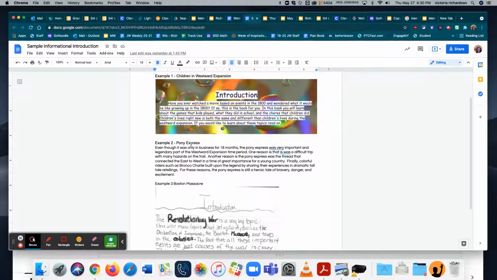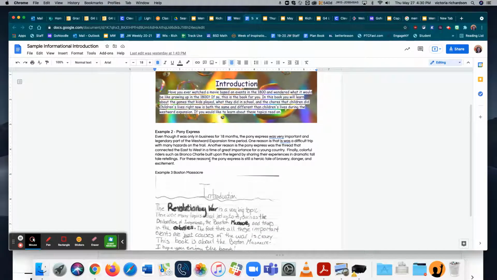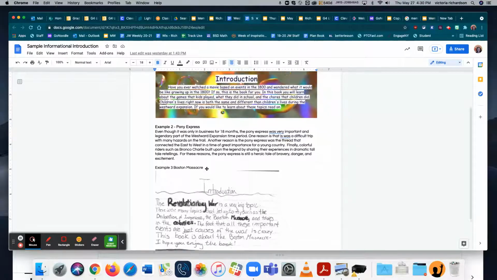Then for the Pony Express we have, even though it was only in business for 18 months, the Pony Express was a very important and legendary part of the Westward Expansion time period. One reason is that it was a difficult trip with many hazards on the trail. Another reason is the Pony Express was the thread that connected the East to West in a time of great importance for a young country. Finally, colorful writers such as Bronco Charlie built upon the legend by sharing their experiences in dramatic, tall tale settings. For these reasons, the Pony Express is still a heroic tale of bravery, danger, and excitement.